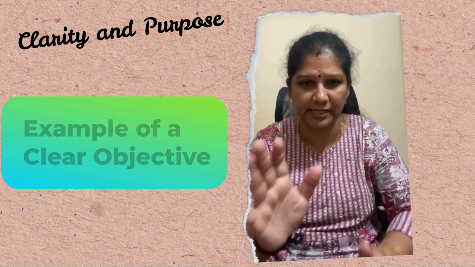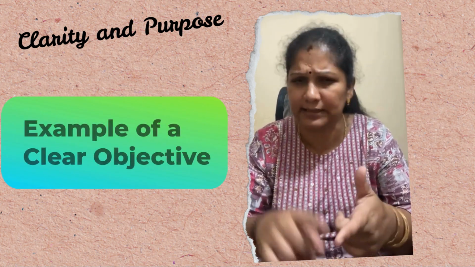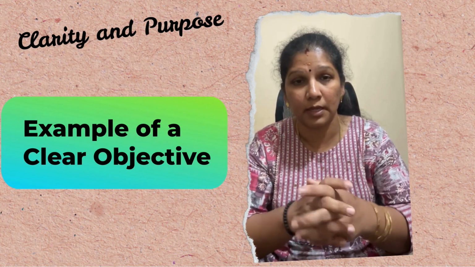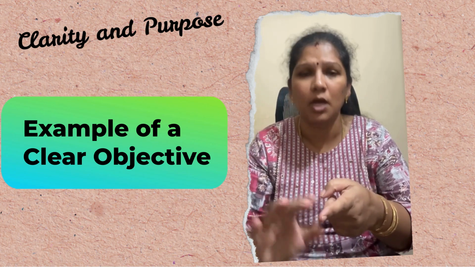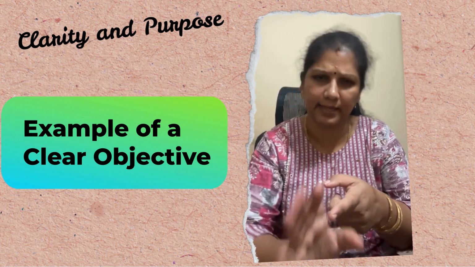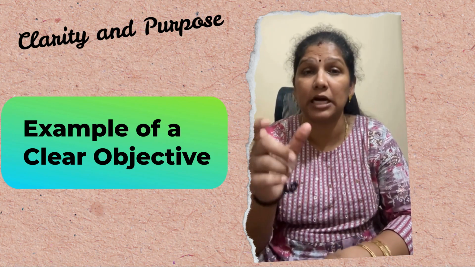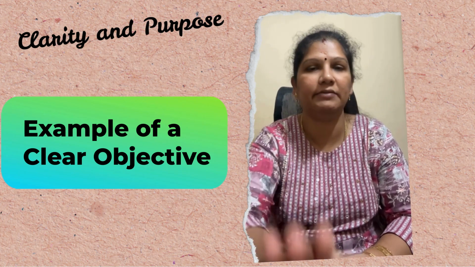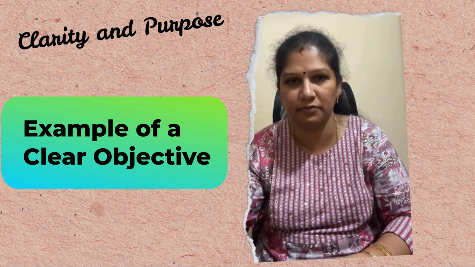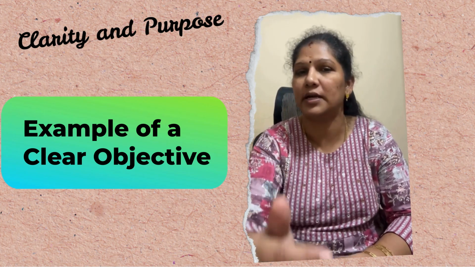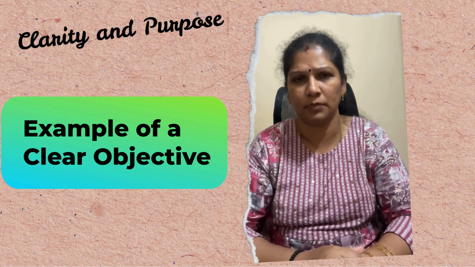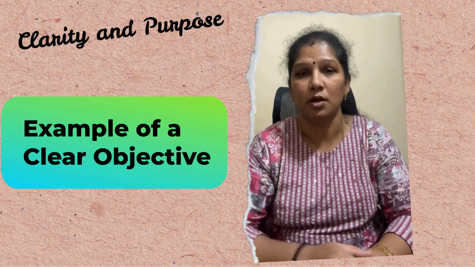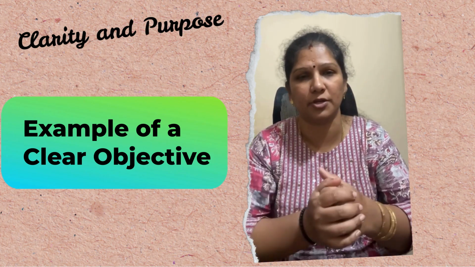Example of a clear objective. Let's consider a health tech startup building a system to detect diabetic risk. The first, vague objective might be: we want to use artificial intelligence in healthcare. That's it. But a clear objective would be: we want to predict the likelihood of a patient developing diabetes within the next 5 years with a model that achieves at least 85% recall. This clarity shapes every aspect of the project, from data collection to model evaluation.